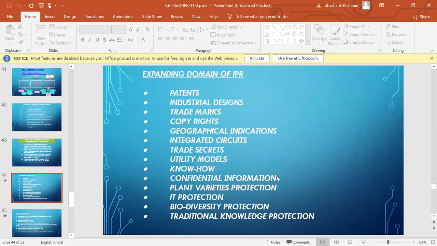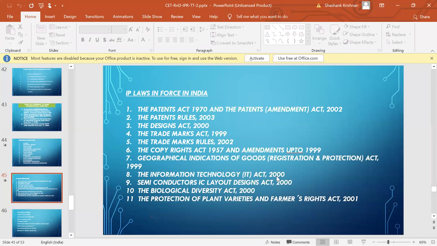So these are the various IPR domains that we have. We have discussed some of them, patents, industrial designs. In addition to that, utility models, know-how, IT protection, biodiversity, traditional knowledge protection. These are all some of the other items that you have. Various laws are in force in India, starting from 1970, the original Patent Act, which was amended in this millennium with a lot of features.